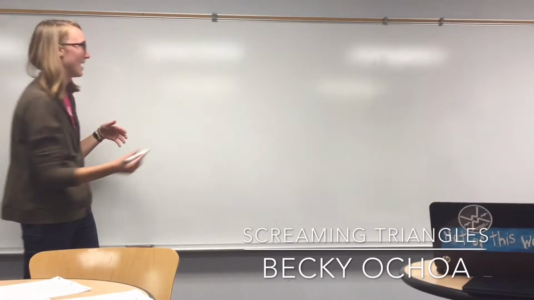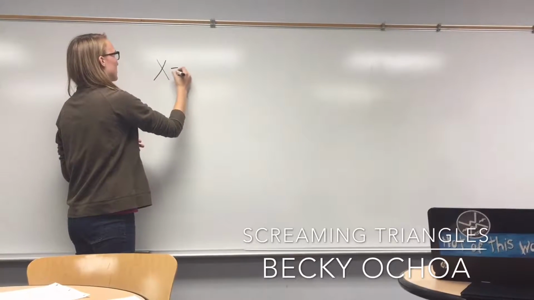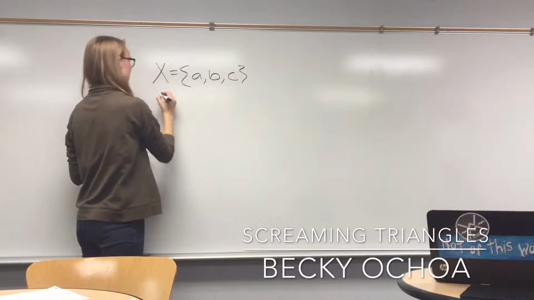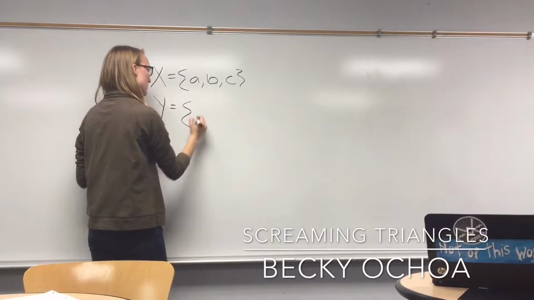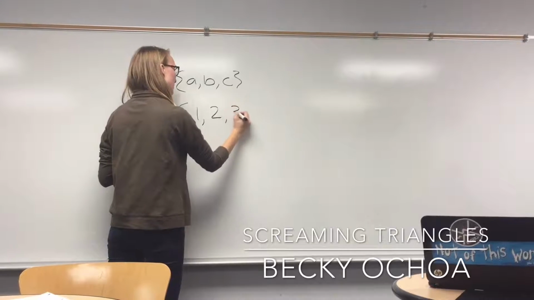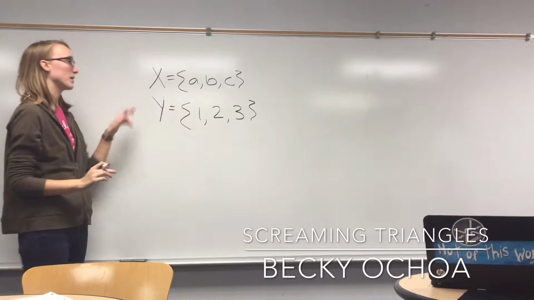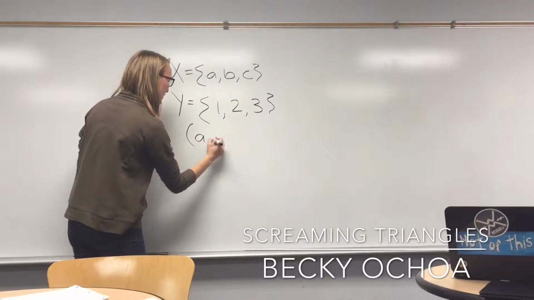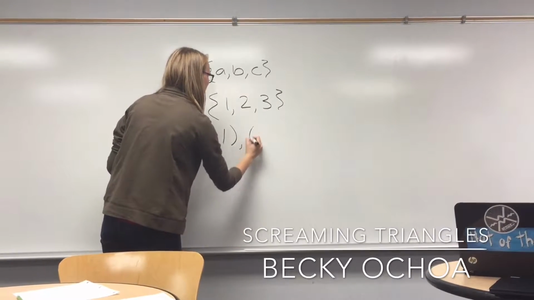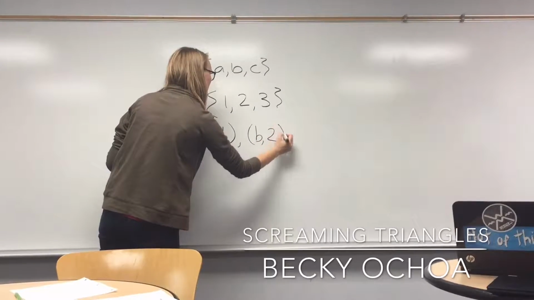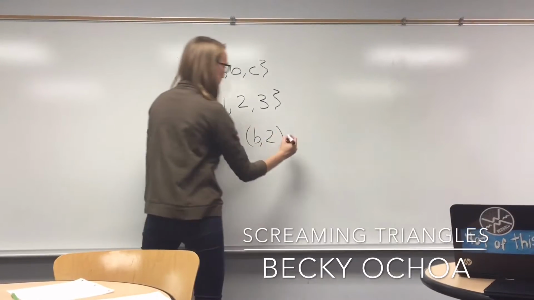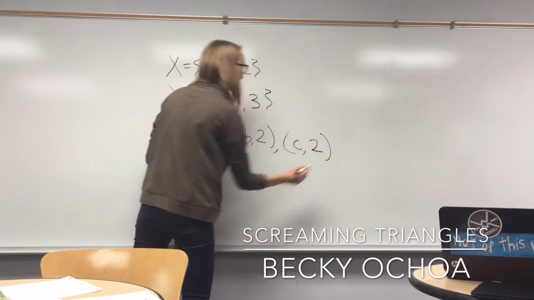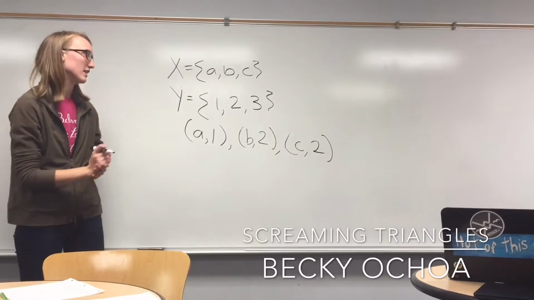So if we had two different sets, set x was equal to A, B, C, and set y is equal to 1, 2, 3, then x would be our inputs and y would be our outputs. So if you input A, you get 1. Input B, you get 2. And if you input C, you could also get 2. And that would still be considered a function.